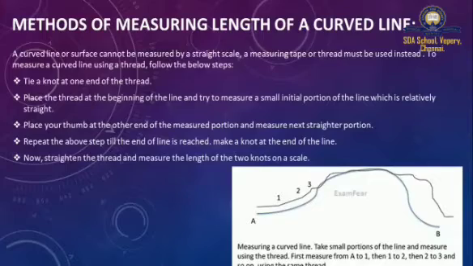So how do you measure the length of a curved line? A curved line cannot be measured by using a normal straight scale. Instead, you have to use a measuring tape or a thread to measure the curved line. So how do you measure the length of a curved line using a thread? You have to tie a knot at one end of the thread and place the thumb at the beginning of the line, and you have to try to measure a small portion of a straight line. And again you're going to place your thumb at the other end of the measured portion and you are going to repeat the process till the end of the line is reached. After reaching the end of the line, you are going to make a knot again at the end of the line. And now we are going to take out the thread, straighten it, and you are going to measure the length between the two knots on a scale.